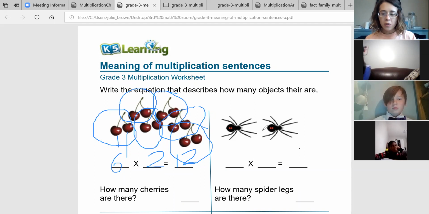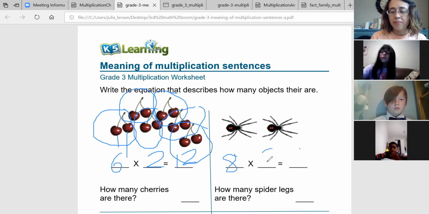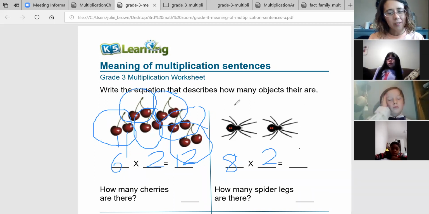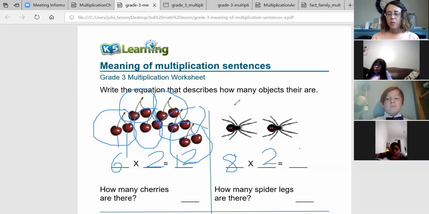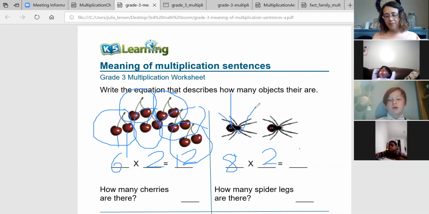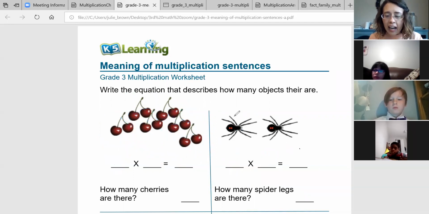Then for the spiders one, I'm going to show you the wrong way to do the problem first, and it's not going to make sense. Okay? 8 times 2 is what I wrote, and that's technically wrong because in multiplication of equal groups, the first number is always how many groups. And I can't say that I have 8 spiders with 2 legs each. And I can't say that I have 8 legs with 2 spiders on each leg. What?